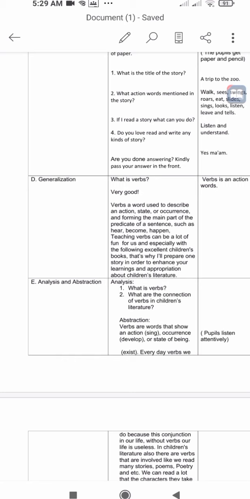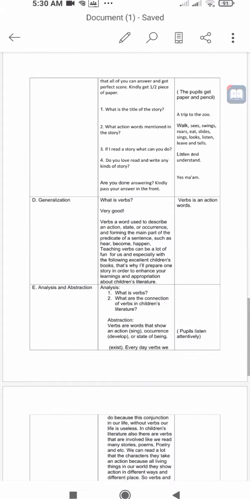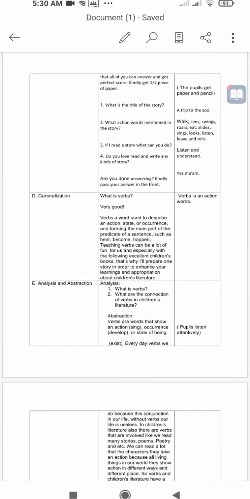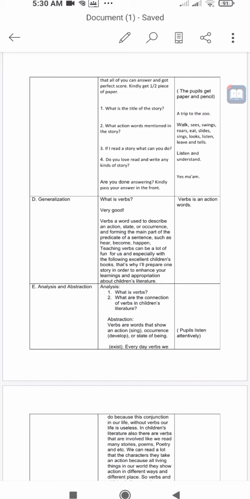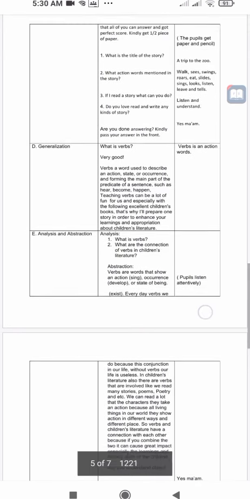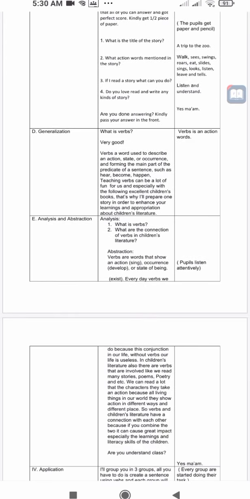In generalization, the phase of learning where behavior occurs under different conditions other than those taught, the students have the ability to perform a skill under different conditions. In this part, the students master the topic, and the teacher generalizes what the topic is today and what else the students should know. So, let's proceed to the analysis and abstraction.